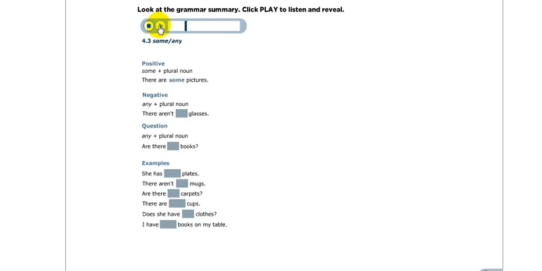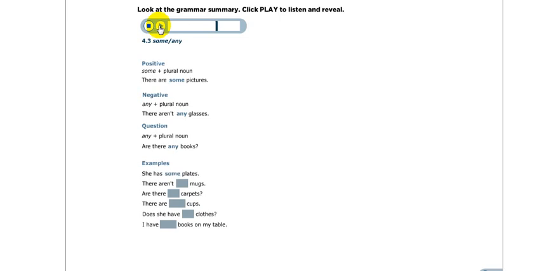There are some pictures. Negative. In negative sentences, we use any with plural nouns. There aren't any glasses. Question. In questions, we use any with plural nouns. Are there any books? Here are some more examples.